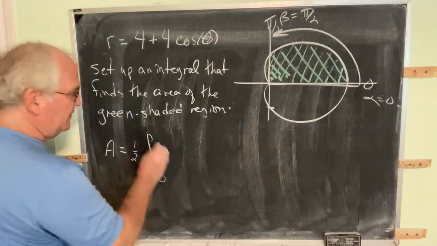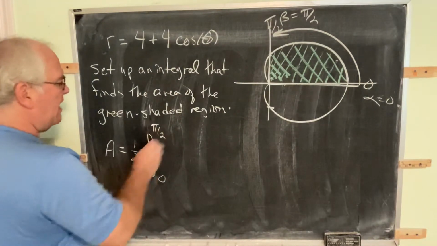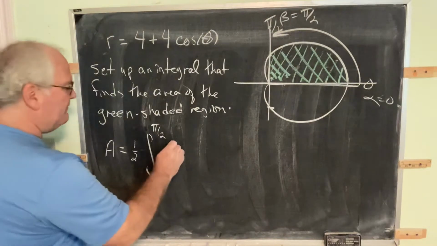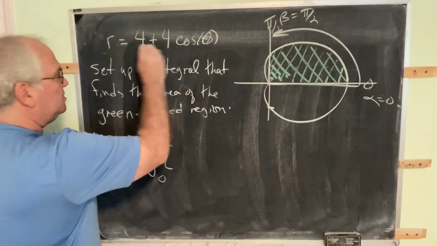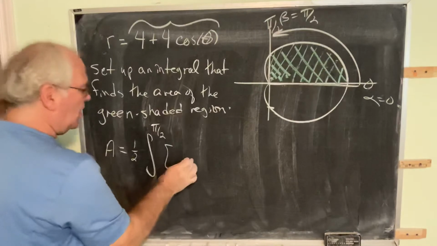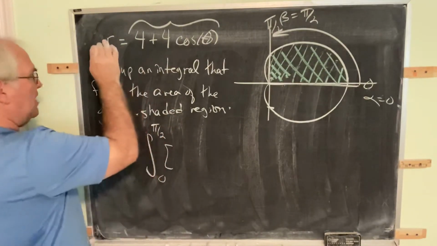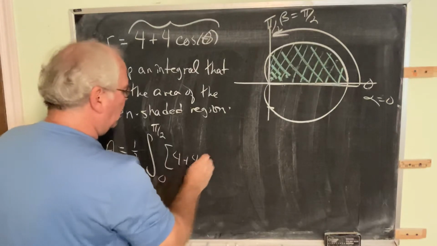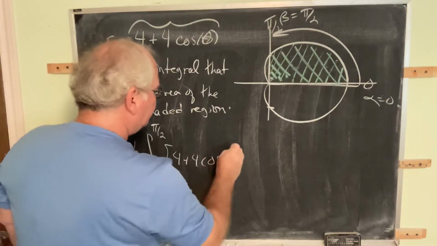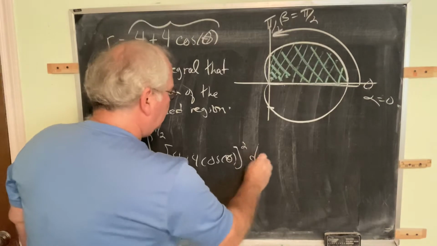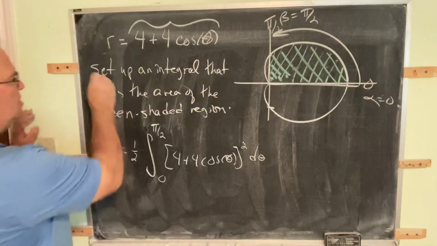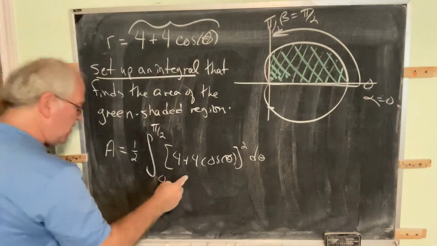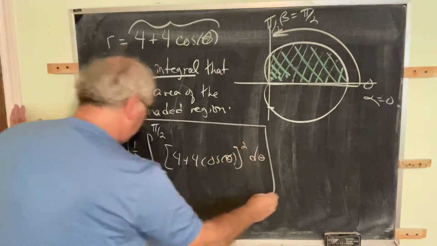Integrals go from, in this case, 0 to pi over 2. I need f of theta, which is the function value. This is either r squared or f of theta squared. It's the same thing, the same expression. 4 plus 4 cosine theta quantity squared d theta. If all you're asked to do is set up an integral, you have set up an integral and you are now finished.